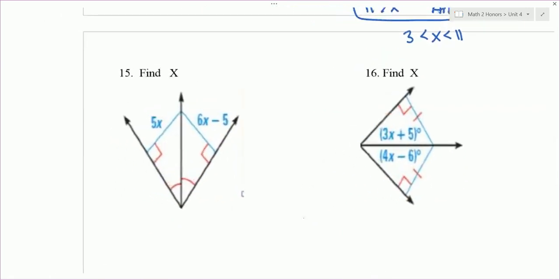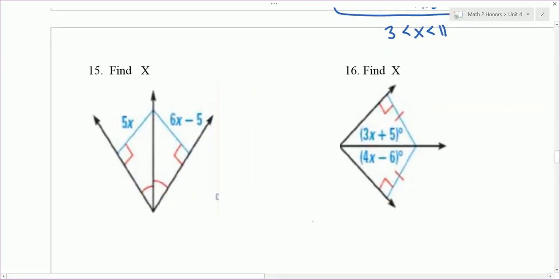Number 15. What's going on here is we have an angle bisector, and we have perpendiculars drawn to the angle bisector, forming two triangles. We can say that these triangles are congruent. We have a shared side here, and angle, side gives congruent triangles, and so the corresponding parts are also congruent. So the 5x and the 6x minus 5 are going to be equal.